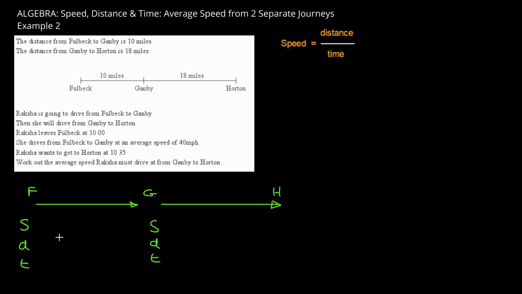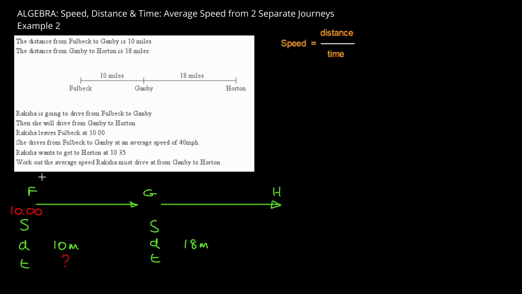Okay, let's fill in the blanks. We've got two distances to start with, so this is 10 miles and this is 18 miles. She leaves Fulbeck at 10 o'clock. That's not a total time, that's just the starting point, so I'm going to write the starting point here above everything. So really, we don't know the time.